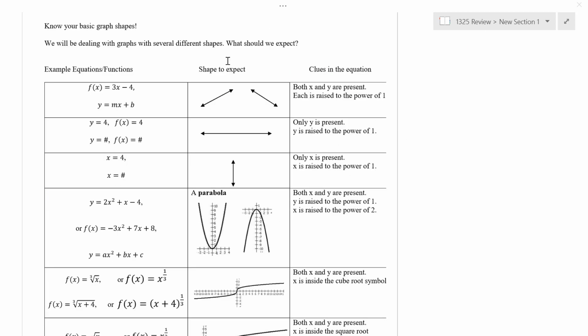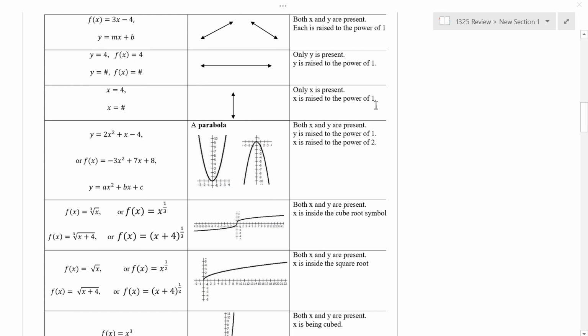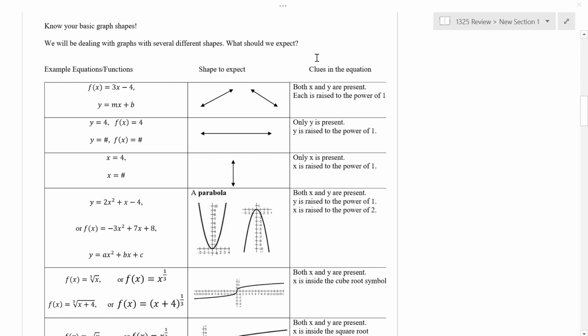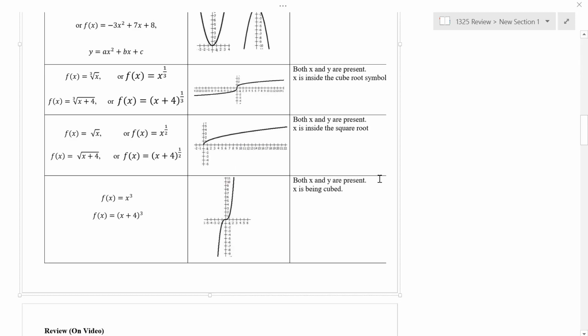For this next page in your notes, there's really nothing to do here. It's more of a reference page, just to remind you of the basic shapes that you learned in college algebra. So if you see x squared in the equation or the function, then you remember that that is going to give you the shape of a graph of a parabola. Okay, so it tells you clues to look for in the equation, shape to expect when you actually graph it, and a reminder of what those equations or functions are going to look like. So we're just going to use this as more of a reference page, so you can refer back to it if you need a little refresher.